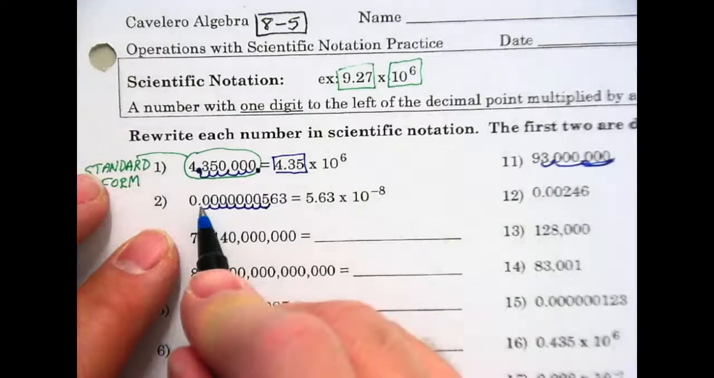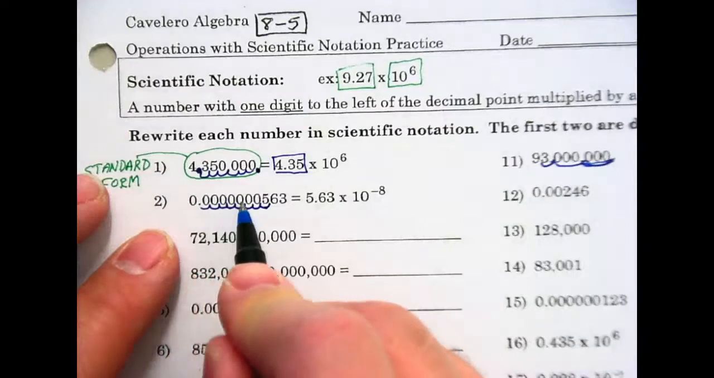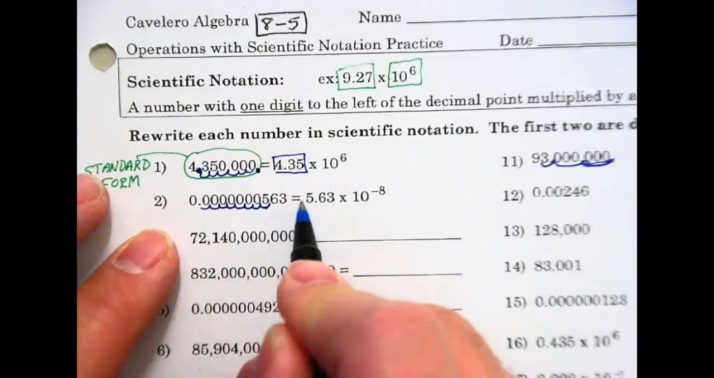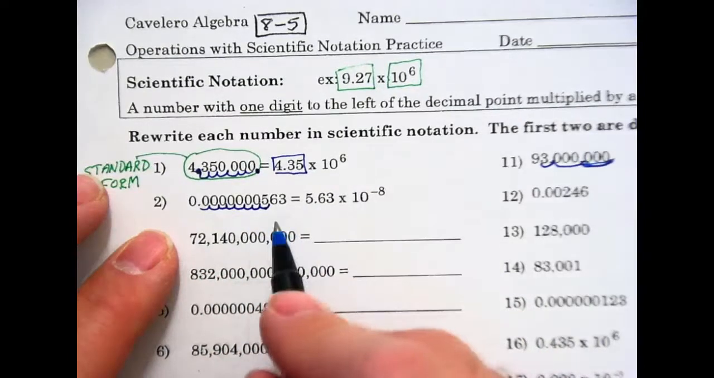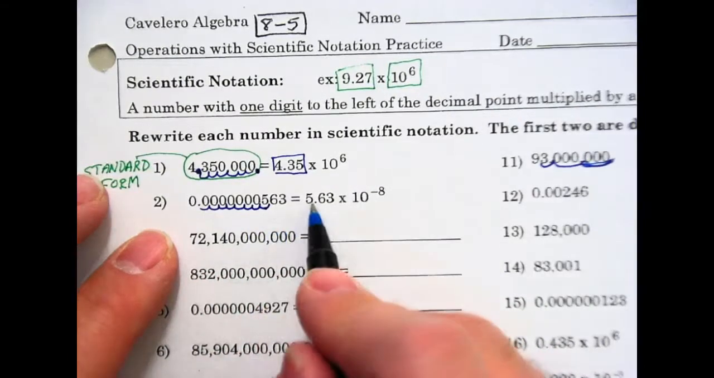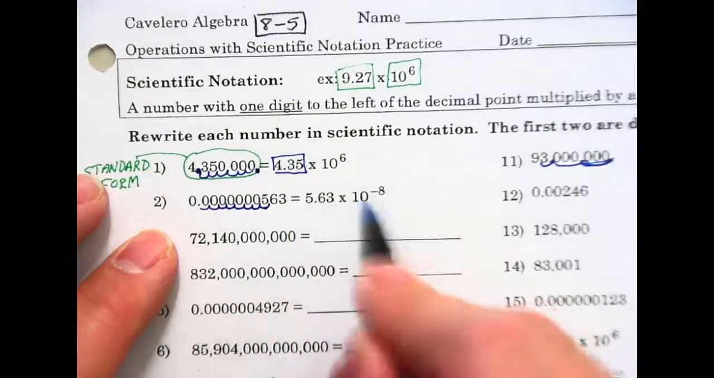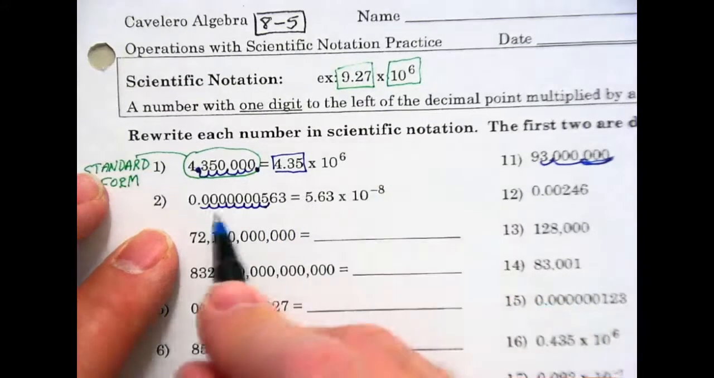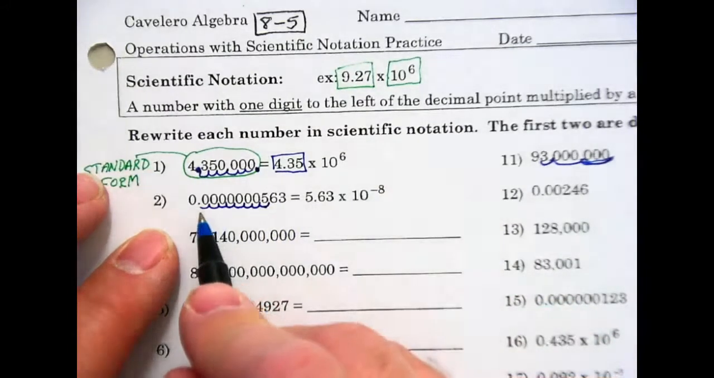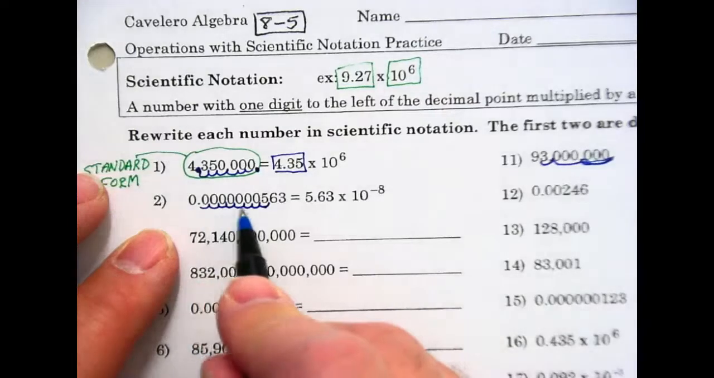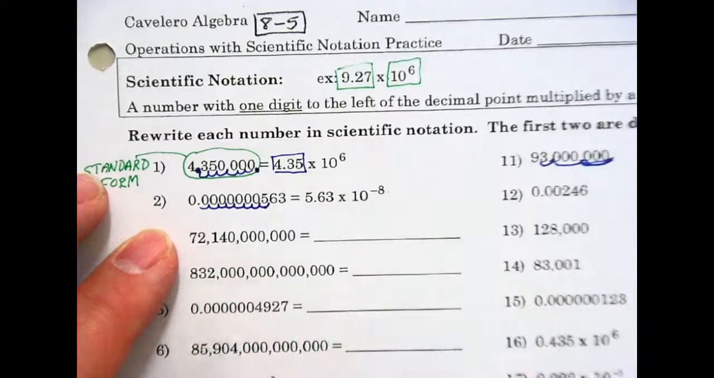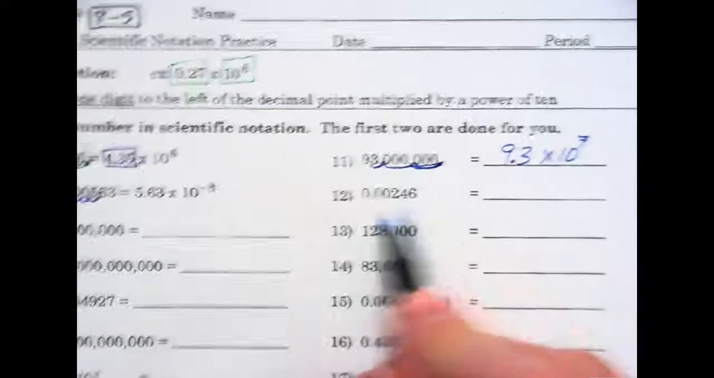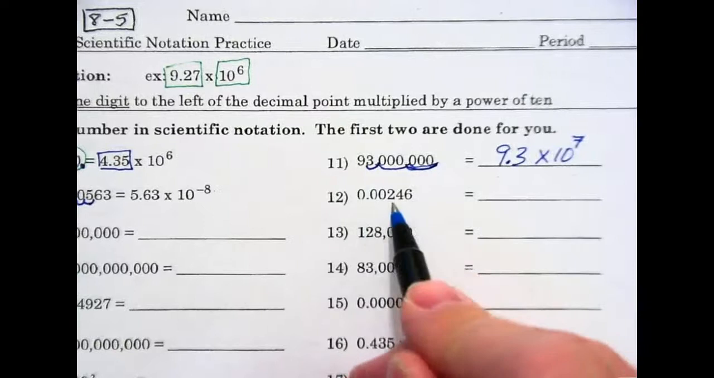So when I went from 0.000000563 to 5.63, did this number get bigger or smaller? It got bigger, which means my power, I have to go backwards from 0. I have to go down. So I'm at 0, -1, -2, -3, -4, -5, -6, -7, -8. Okay? So we went to 10 to the -8. So you should be able to look at a problem like number 12 and go, well, is my number going to get bigger or smaller? Tell your neighbor.